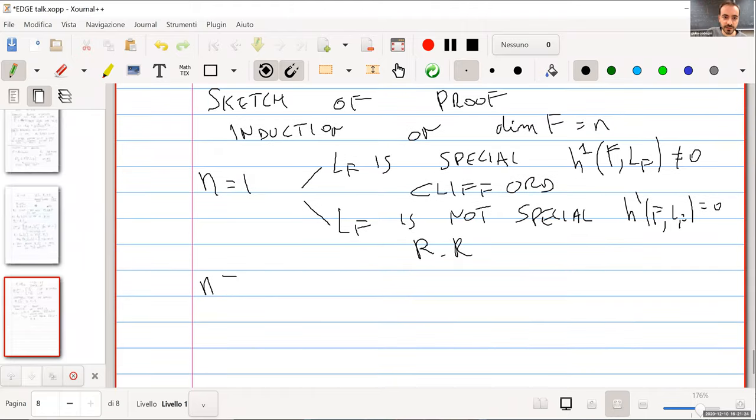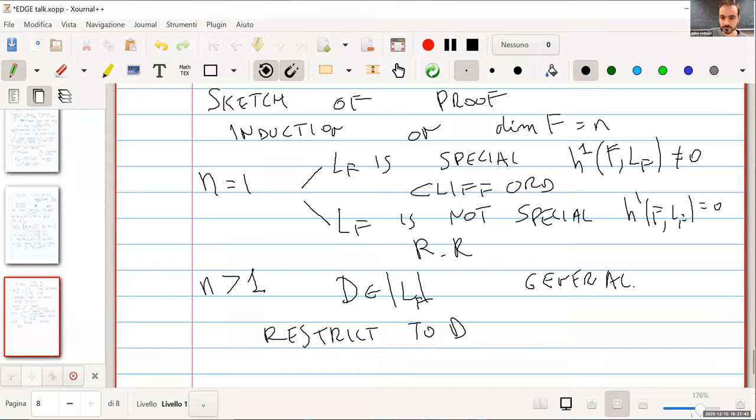For n greater than one, you take a divisor D inside the linear system of LF in general. Recall that in the assumption at the beginning, LF has a lot of sections. And then you restrict to D and apply induction. Of course, there is induction. And this concludes the sketch of the proof and the talk. Thank you for the attention.